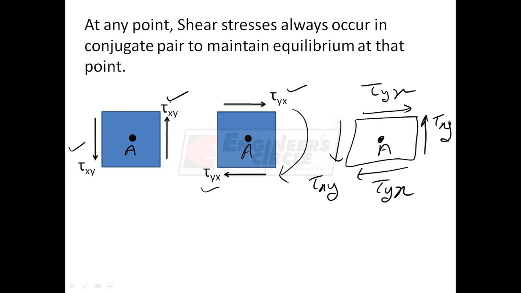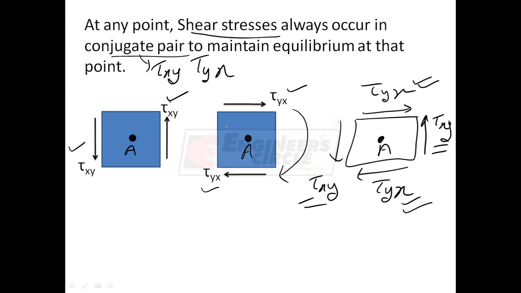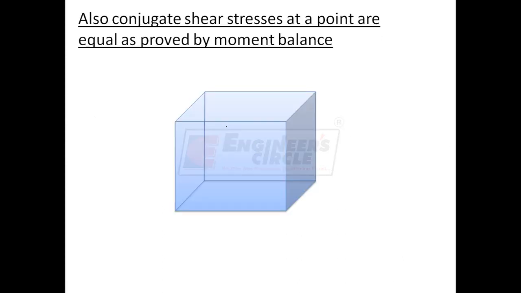Now this point A is in equilibrium because the moment given by this tau xy is cancelled by the moment given by this tau yx. Therefore, shear stresses always occur in conjugate pair. That is, if tau xy exists, then tau yx also must exist to maintain equilibrium. It can also be proved that conjugate shear stresses at a point are equal. This can be proved by moment balance. To understand moment balance at a point, consider this stress element in 3 dimensions.